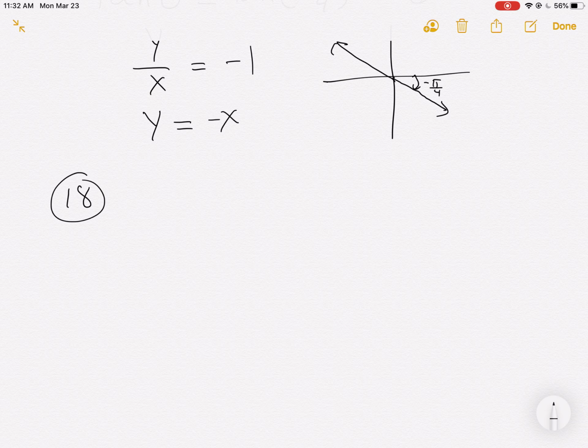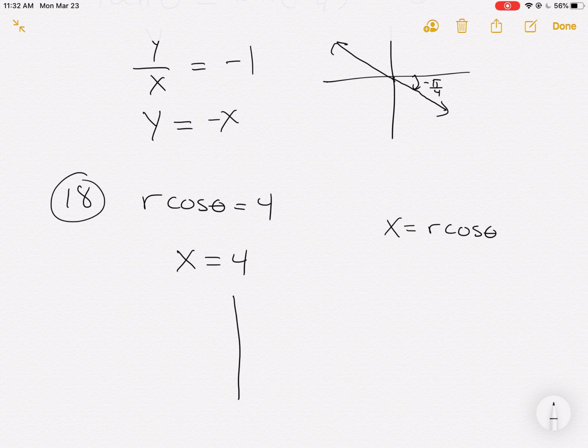As we look at number 18, it says r cosine theta is equal to 4. Now they're wanting these to be basic, and so we're remembering from our earlier section that x is r cosine theta. So because of this, this is simply the line x equals 4. So how do we do it? We just draw our 1, 2, 3, 4 in the x direction, and it's this straight line up and down. That's how to do some of these ones from the first blocks of problems.